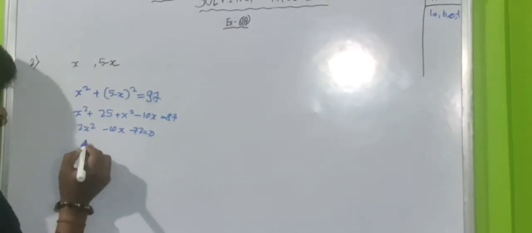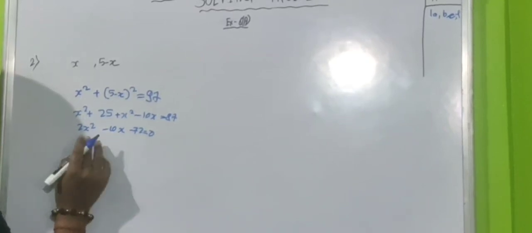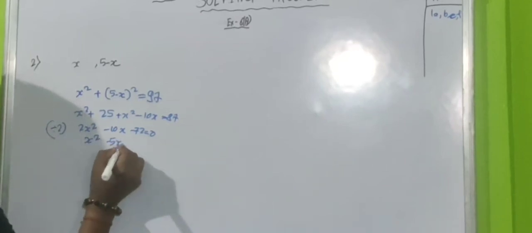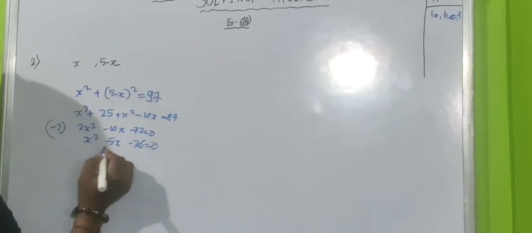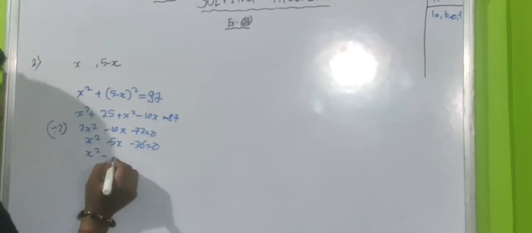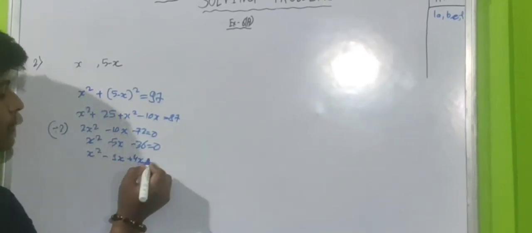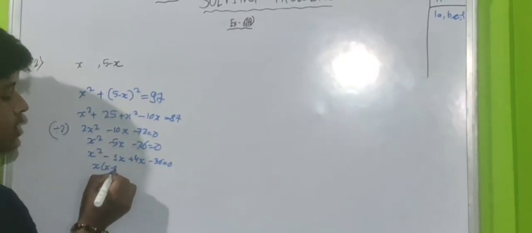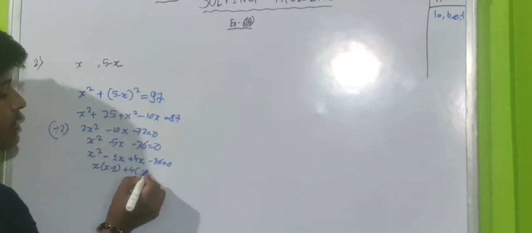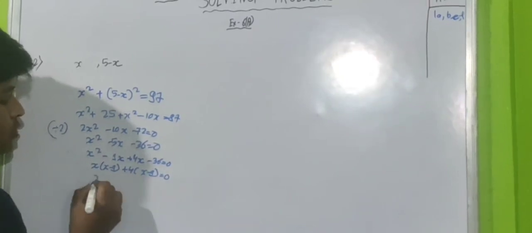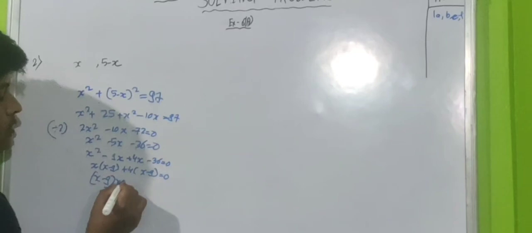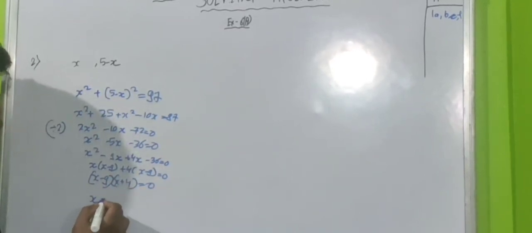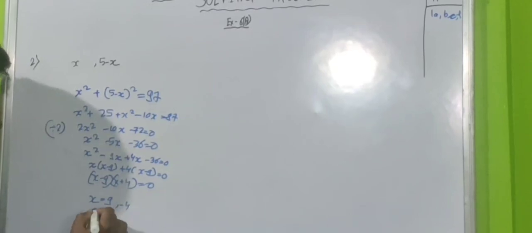And now do the middle term split. But before that, divide by 2, so that the calculation becomes easier. Now do the middle term split, you will get x square minus 9x plus 4x minus 36 equals 0. So x(x minus 9) plus 4(x minus 9) equals 0. Now you have x minus 9 and x plus 4 as the two factors. You have x equals positive 9 and x equals minus 4 as your answers.